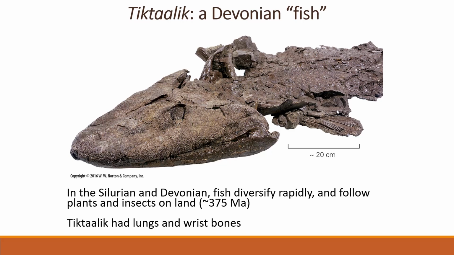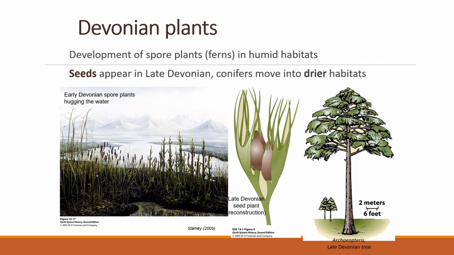So this is one of the first animals that actually walked on land. During the Devonian, we also start to see an evolution in plants. So instead of just being these mosses, we see a development of spore plants. We see ferns. These are developing in the more humid habitats. We see seeds appearing. This is a major evolution in plants. Conifers are moving into drier habitats.